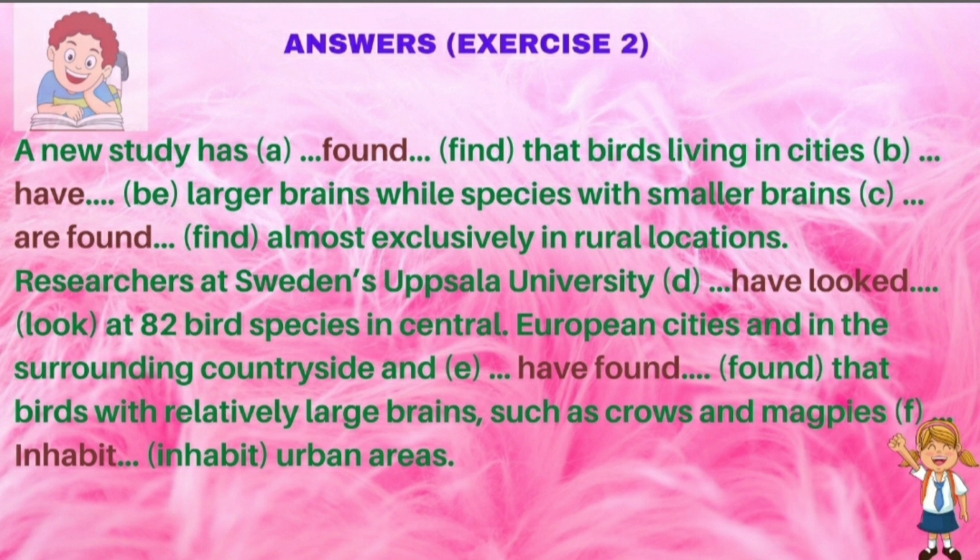A new study has found that birds living in cities have larger brains, while species with smaller brains are found almost exclusively in rural locations. Researchers at Sweden's Uppsala University have looked at 82 bird species in Central European cities and in the surrounding countryside and have found that birds with relatively larger brains, such as crows and magpies, inhabit urban areas.